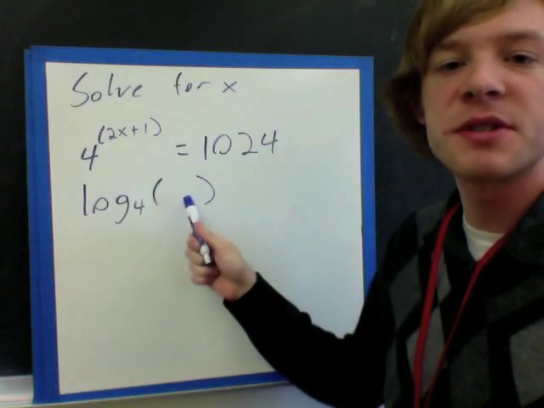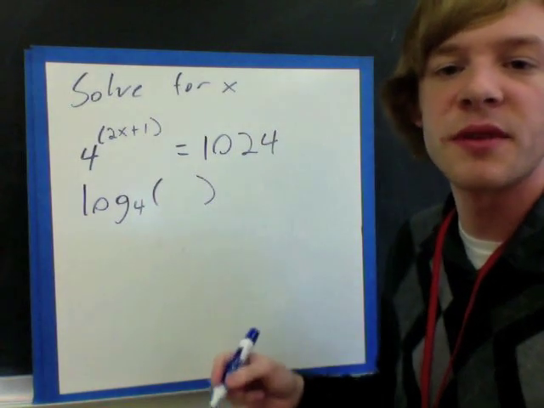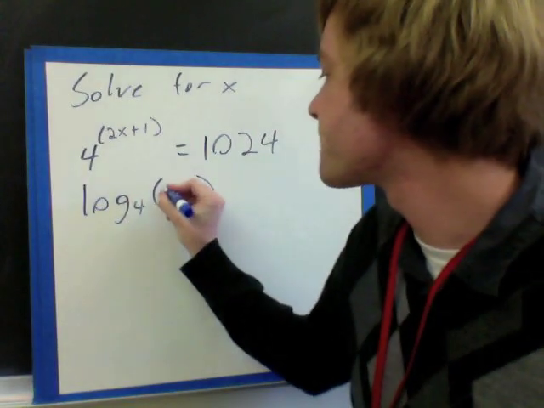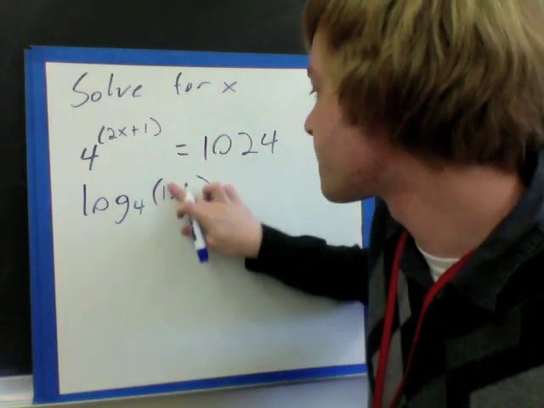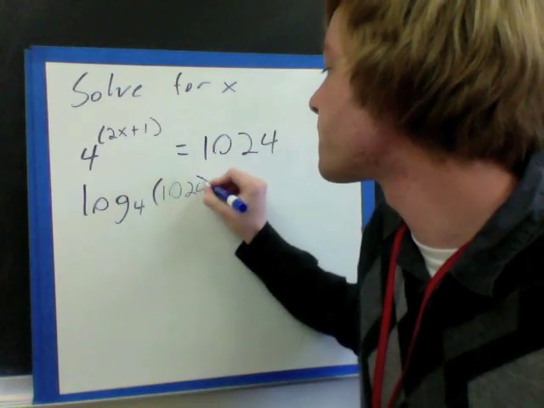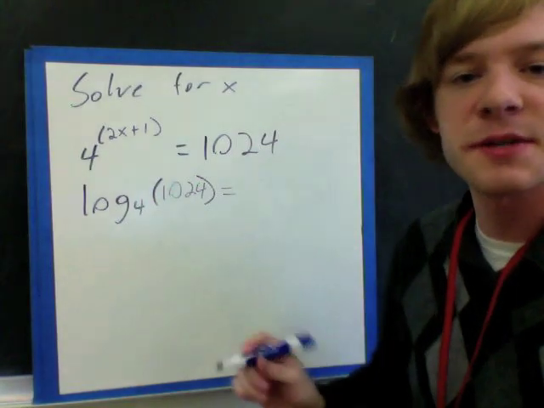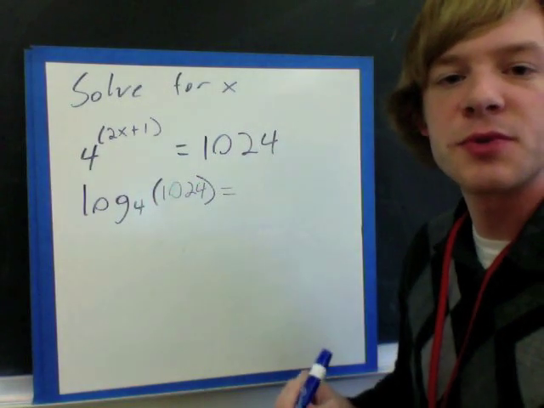Now we have our parentheses here, and what goes in parentheses is what's on the other side of the equal sign over here, so we're going to have the 1024. And then this is going to be equal to our exponent up here. So 2x plus 1.